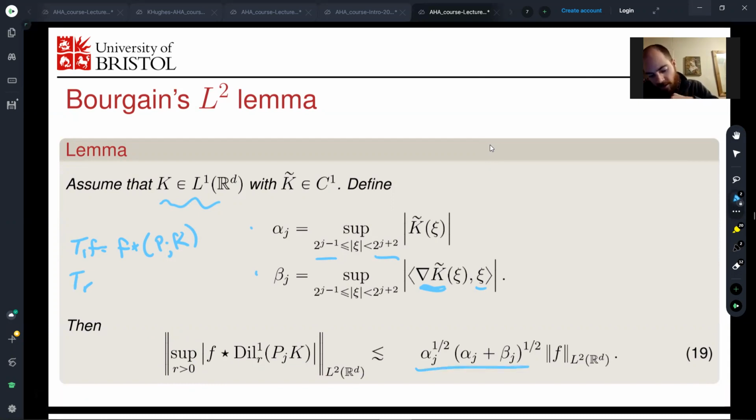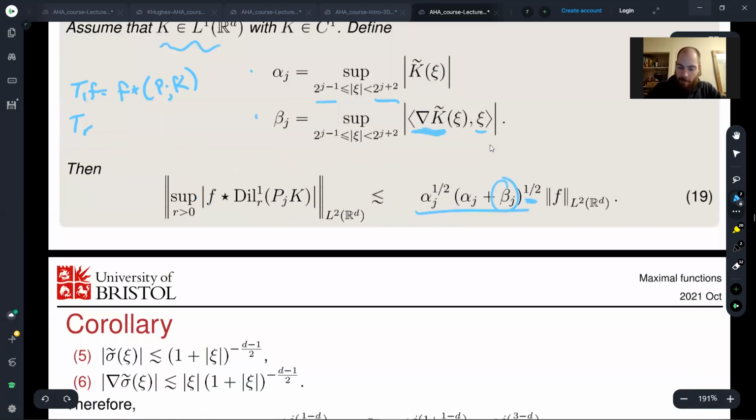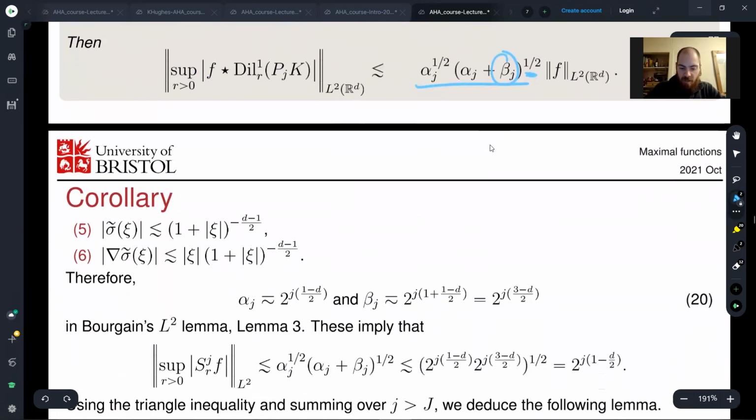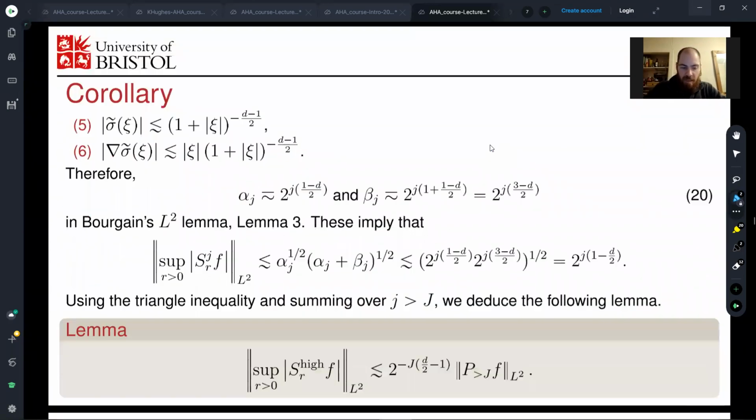And this right here is actually where the loss of a derivative comes in. Remember, this beta j is measuring the derivative of my kernel, or its Fourier transform at least, and it makes an appearance right here. We usually say it's lost half a derivative because I take this half power right there. Now you can imagine that this is going to make use of that Sobolev inequality to prove it. But before I get to the proof, let's quickly record what this would mean for the spherical averages.